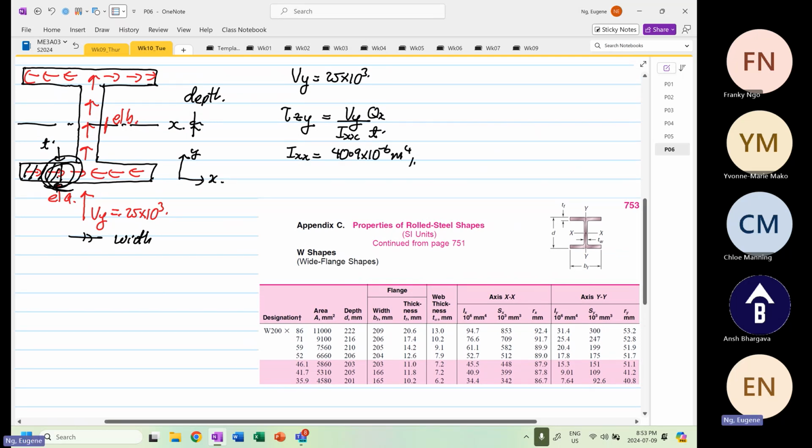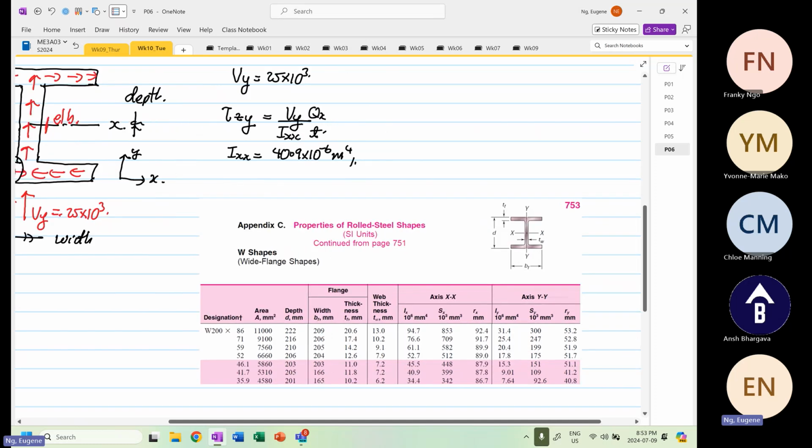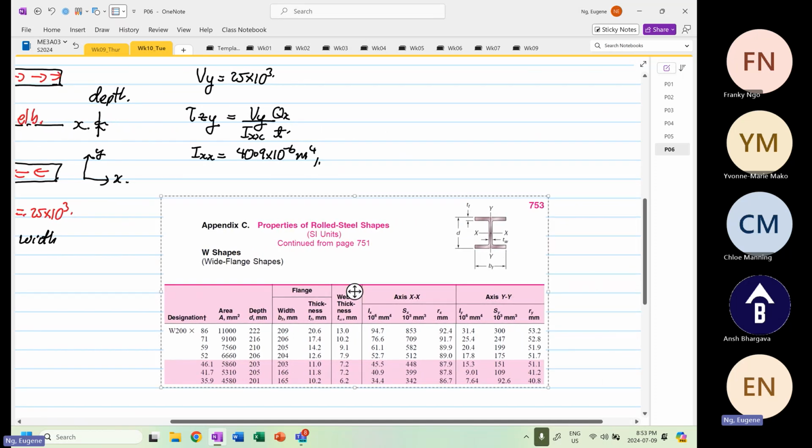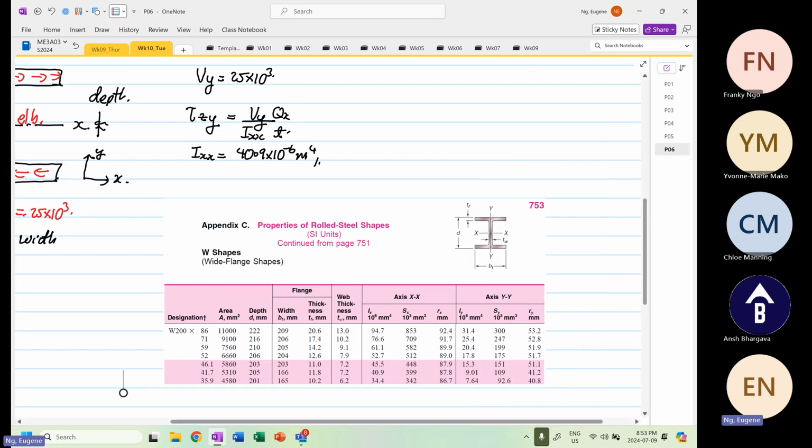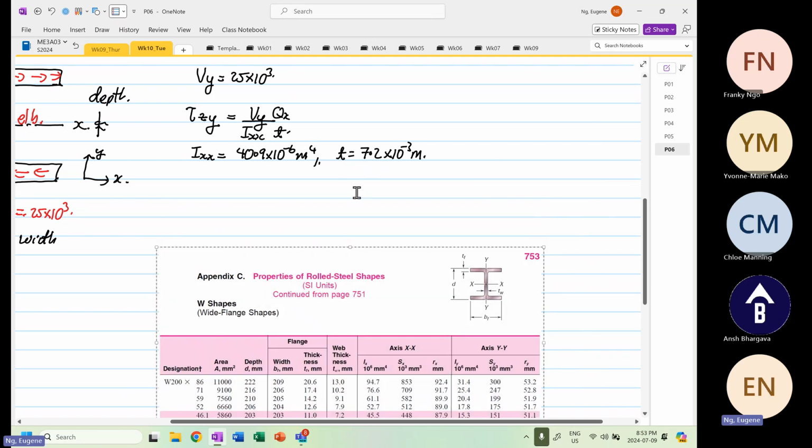times 10 to the power minus 6 meter 4. And now the thickness is what? You have to be careful. It's the thickness of the web. So thickness of the web is 7.2 millimeters. Okay, so we also know our Vy.